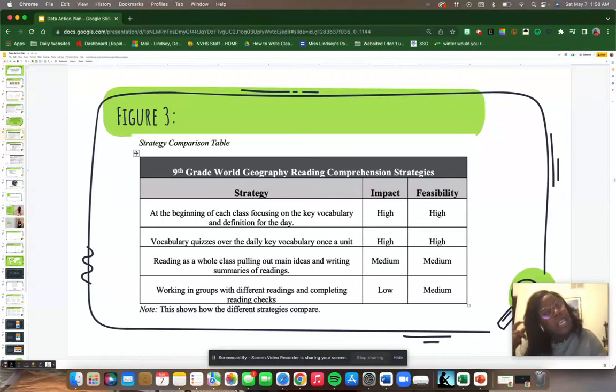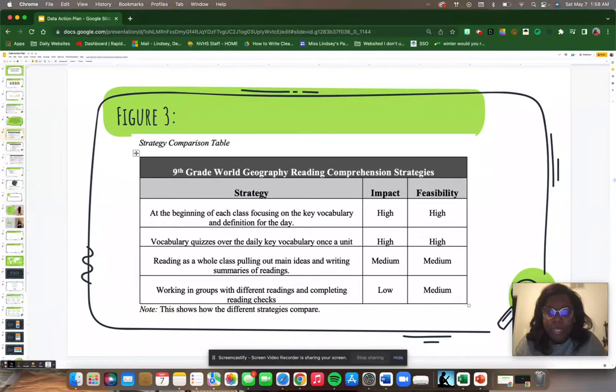And feasibility, there's a lot of readings that the students do read, some of them long, 3 to 4 pages. And if that's 2 or 3 nights a week, that would take up a lot of class time, and it would be harder to make sure students are learning full content.